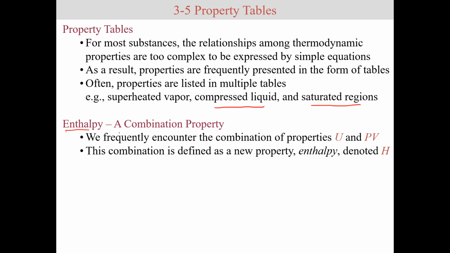Enthalpy is what we would call a combination property. Enthalpy is frequently encountered as a combination of internal energy, which we have covered earlier, and pressure times volume. The combination is defined as a new property called enthalpy. So enthalpy is represented as internal energy plus pressure times volume, H = U + PV, and that would be in its extensive form.